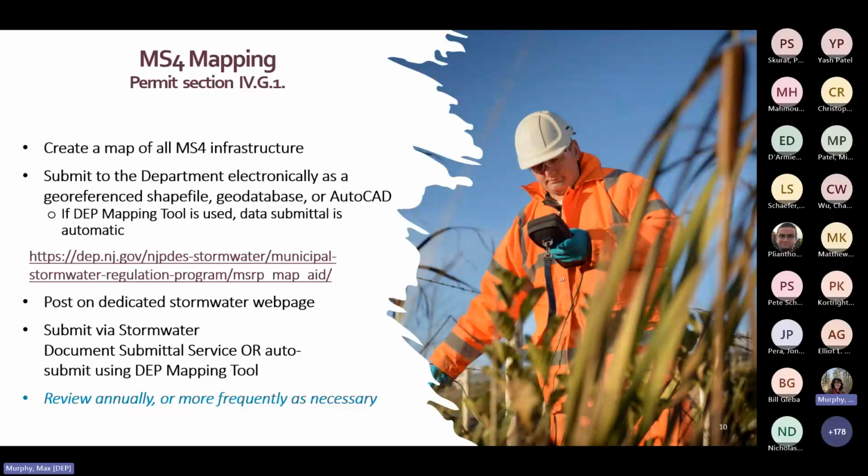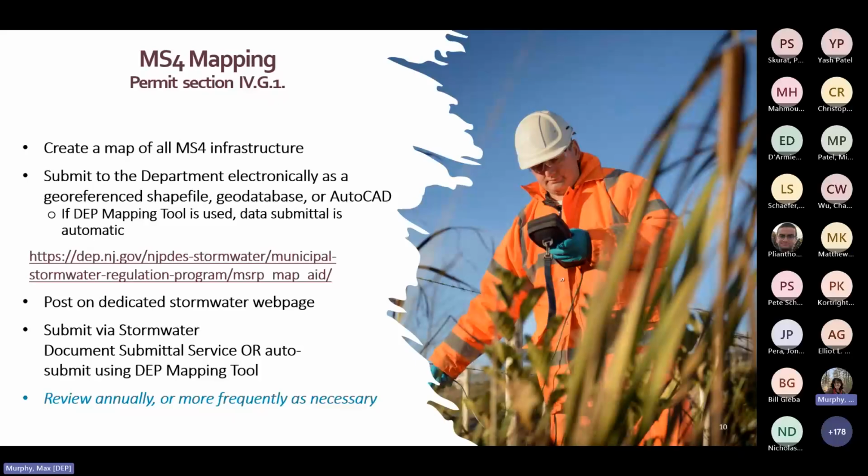All permittees should have already submitted an MS4 infrastructure map electronically to the department by January 1st, 2026. We are looking for georeferenced shapefiles, geodatabases, or AutoCAD files with non-applicable data removed. A PDF map sent to us via email will not complete this requirement. If you have not yet submitted the mapping and need assistance, the department has a free mapping tool and can provide ArcGIS Online licenses for free to any interested permittee.